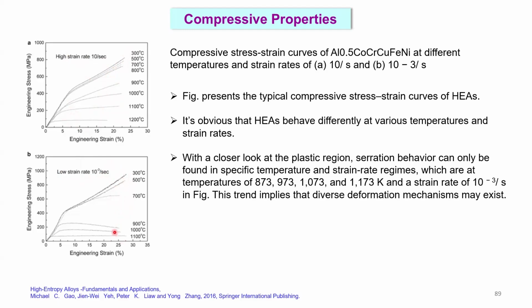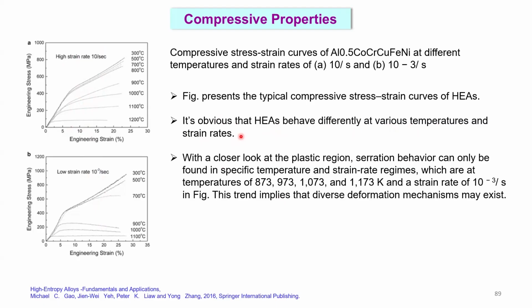You can see how the compression curves are changing. Do you see a difference between these two? Temperatures are almost the same. Strength is different, right? This is because of the high strain rate effect. So strain rate also influences the strength, right? And what is interesting is all these high entropy alloys behave differently at various temperatures and strain rates.